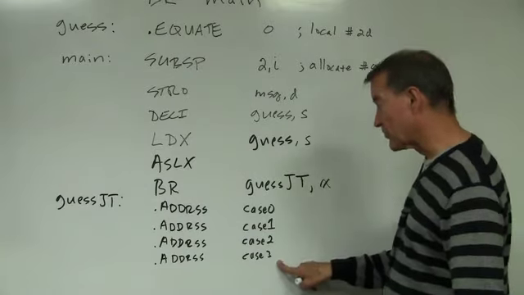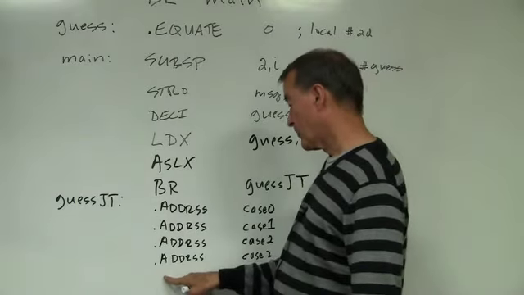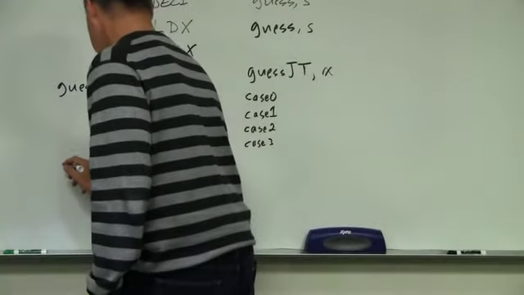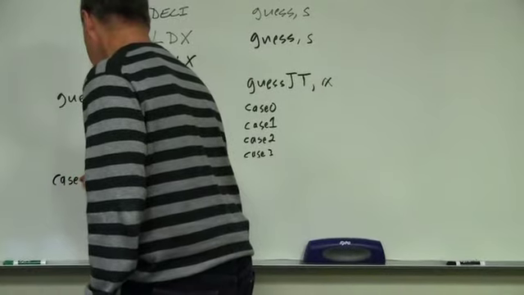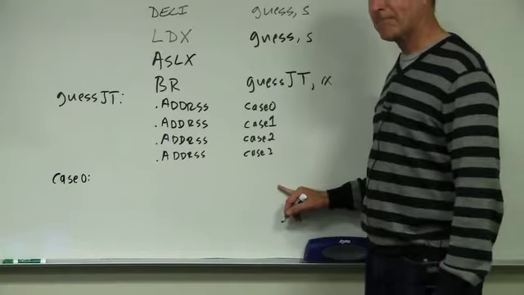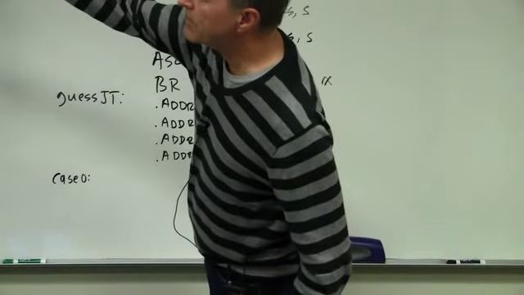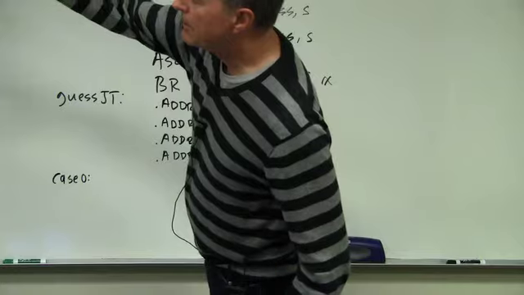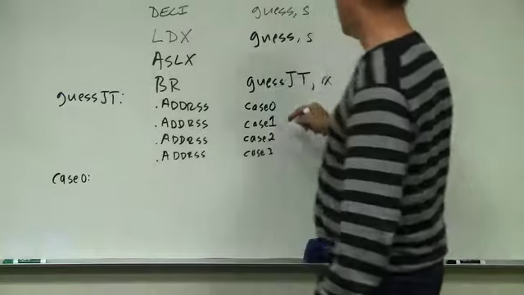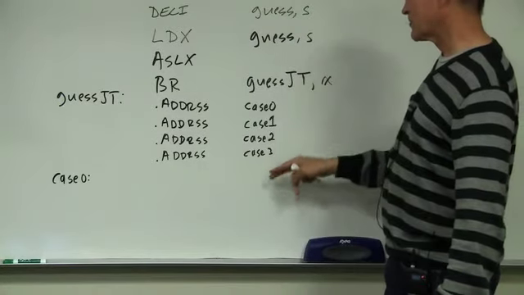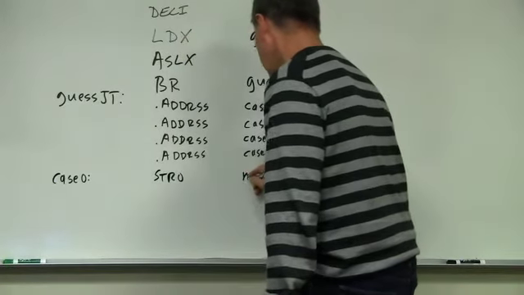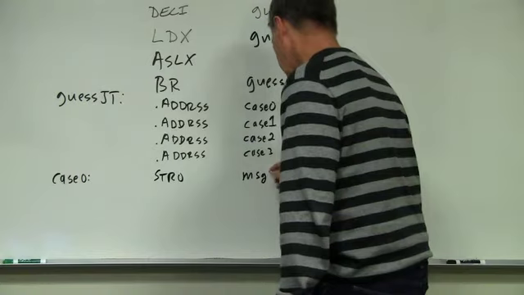And so now what we'll do is at this point we're going to put the code for case 0. So we'll put our case 0 symbol here. And this is what we're going to do with case 0. Now what code do we have to do for case 0? Output. It's a STRO. Show message 0. Actually I called this one message 0. So this is going to be a STRO message 0.